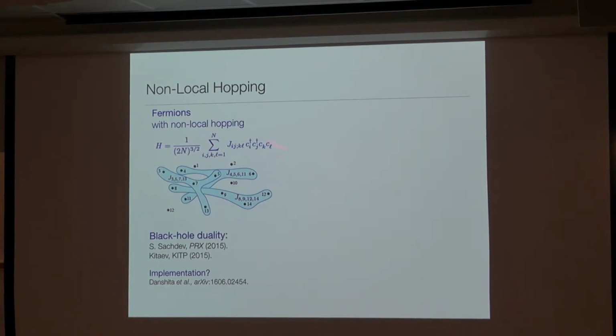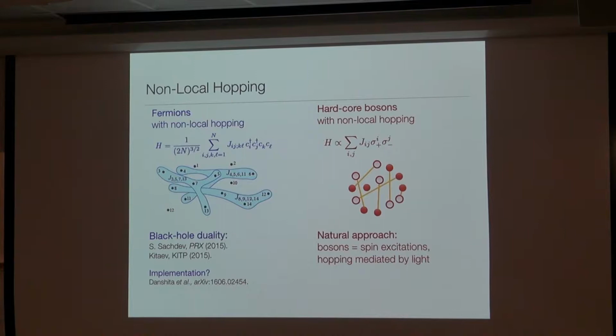Here's a model known as the Sachdev-Kitaev model that involves non-local hopping of fermions, processes that look like this, involving pairwise correlated non-local hopping of fermions. There are some thoughts on how to implement this. The thought of making massive particles hop non-locally sounds daunting to me. So we started to think about whether there might be a natural approach to studying this type of physics involving spin excitations that hop rather than massive particles.